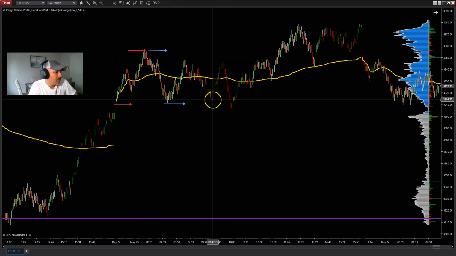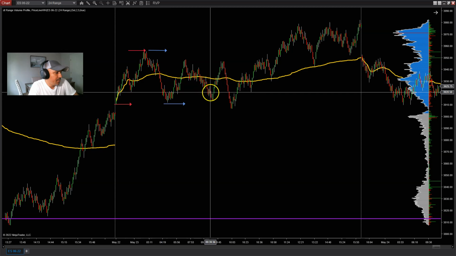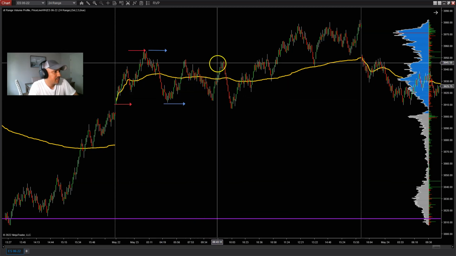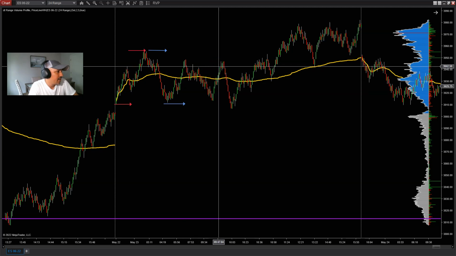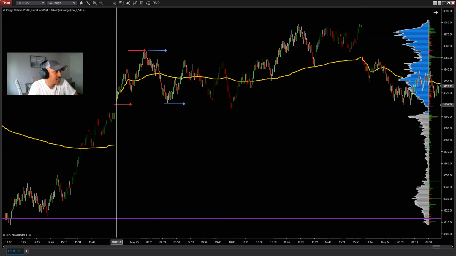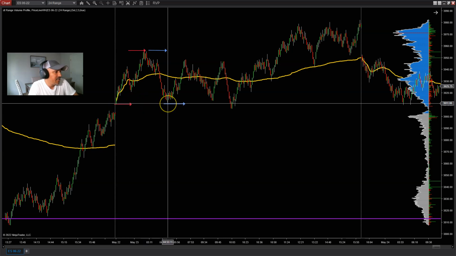So the U.S. market opens around this area right here. It's moving sideways, starting to chop, moving sideways, right? But eventually what happens is you see the Asian session low, and then you see the London session low right here.